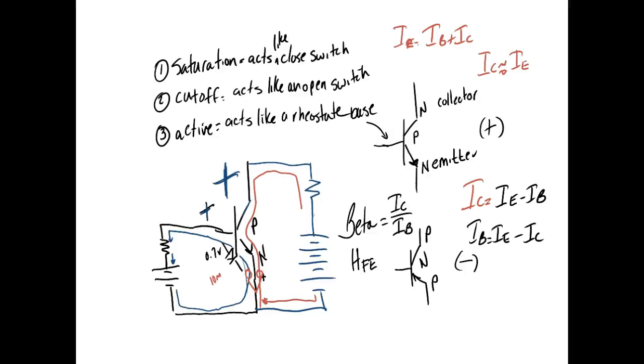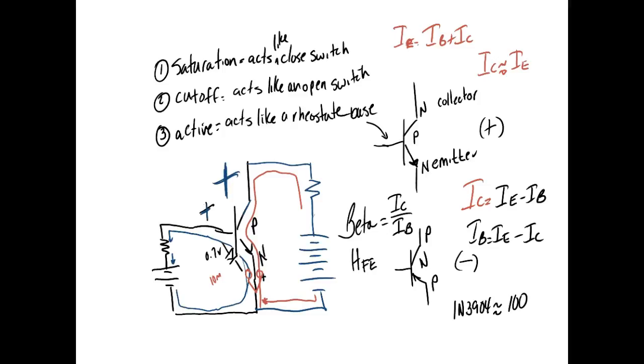The transistor we're dealing with, the 2N3904, has a typical beta of around 100. So what that means is if I put 1 milliamp of base current in, I would get 100 milliamps of collector current out. If I took 2 milliamps of base current in, I would get 200 milliamps of collector current out.